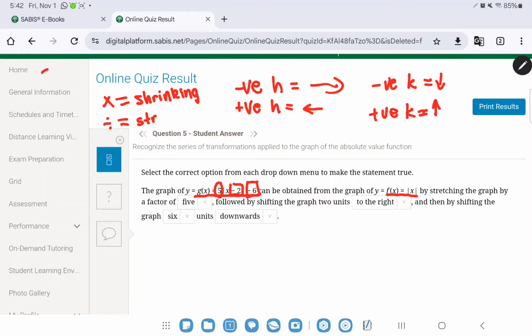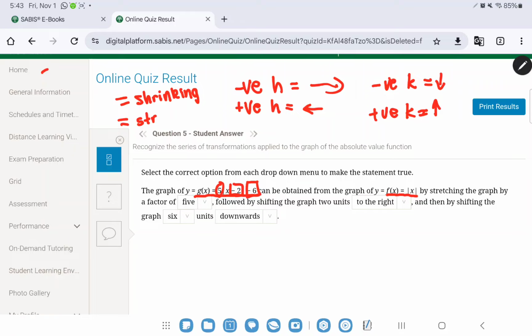Wait, no, it's opposite, is it? When you're multiplying, it's stretched. The graph can be obtained by stretching by a factor of 5. So, yeah, I completely mixed them up.